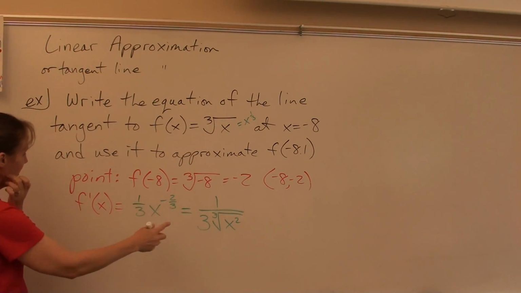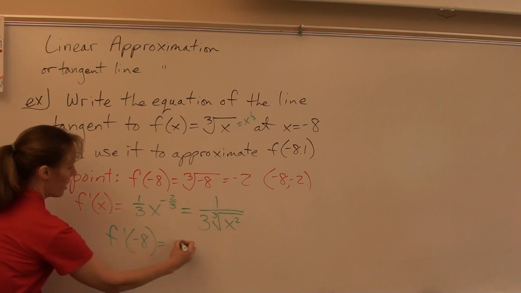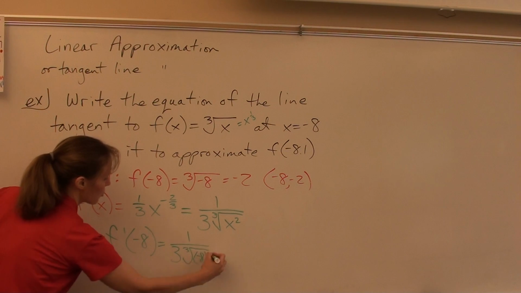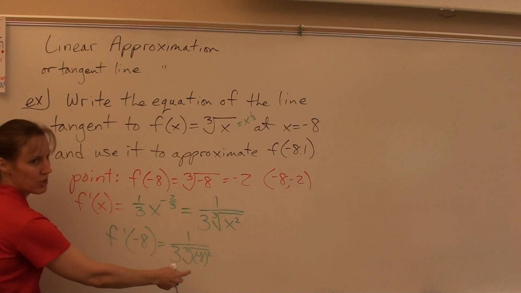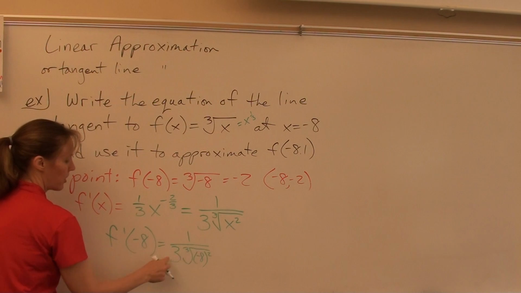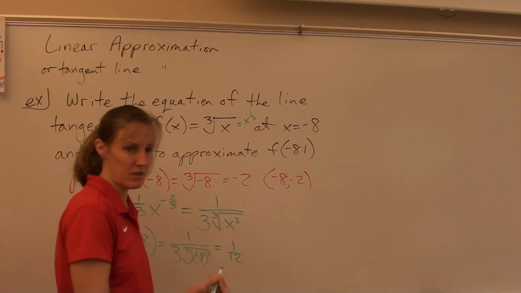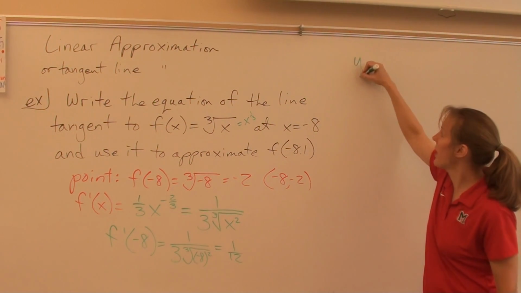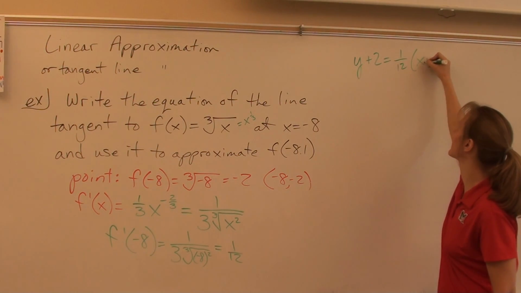All right. So I've got that. I want f prime of negative 8. So it's 1 over 3 times the cube root of negative 8 squared. Do the root first. You don't have to square it first. The cube root of negative 8 is negative 2. Squared is 4, times 3 is 12. Our slope is 1/12. So our equation is y plus 2 equals 1/12 times x plus 8.